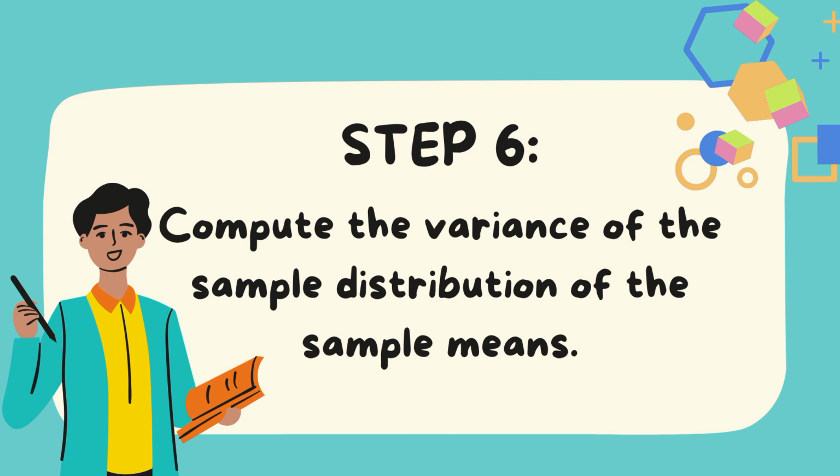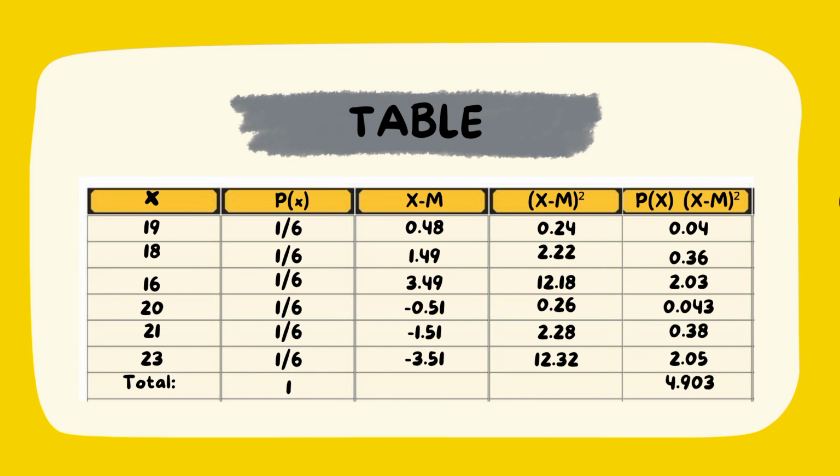Compute the variance of the sampling distribution of the sample mean. To do that, we must follow these steps. A. Subtract the mean of the sampling distribution from each sample mean. Next, square the difference. And then, multiply the result by the corresponding probability. And last, add the results.